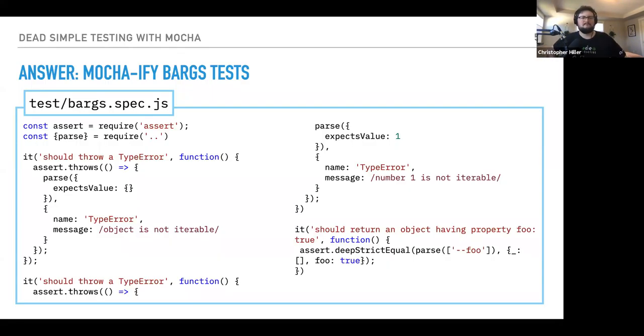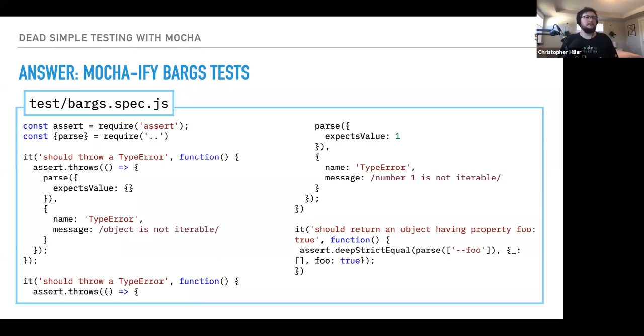So we have three tests. It should throw a type error, and then there's this function, which is the body. And in that body is just the assertion we wrote before. Okay. And the second one is similar. Again, the title of a test should describe the behavior of the code under test. So the third one should return an object having property foo true. Yes, it does, but it also has this other property, and we'll get to that later, but it's good enough for now. So now we have three tests, and we run npm test.